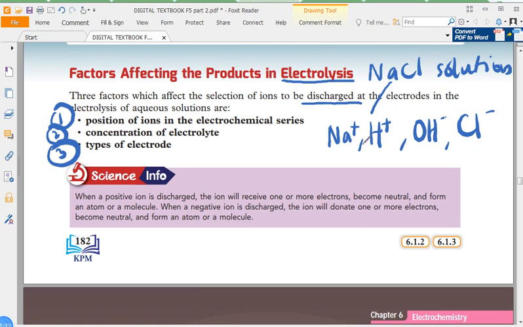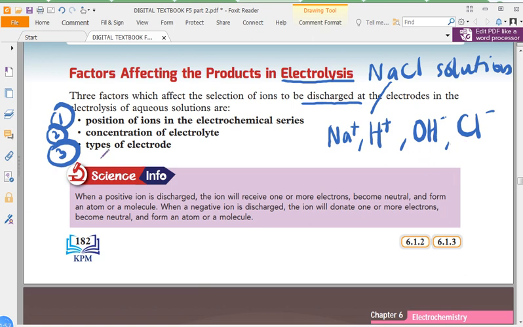So we need to choose them based on the three factors. We cannot simply say this one will become sodium, this one becomes hydrogen gas, and so on. We need to choose accordingly. Each time, only one ion can be electrolyzed, broken down into its own element. It cannot break down into all the elements present in these ions.